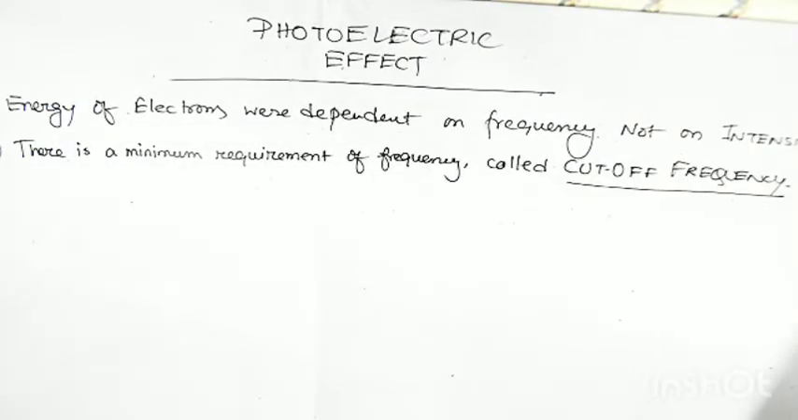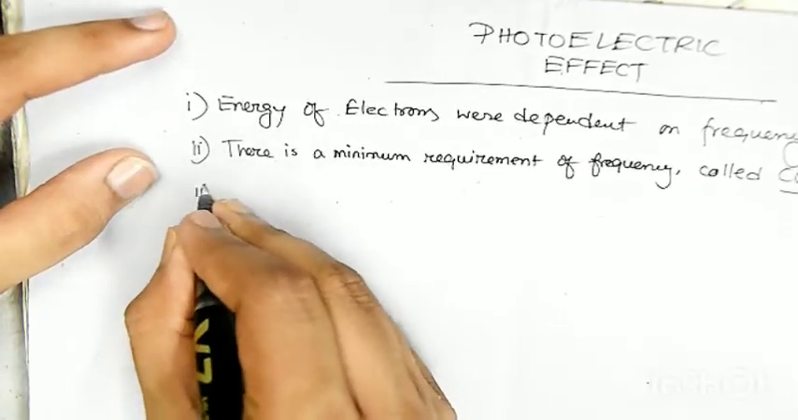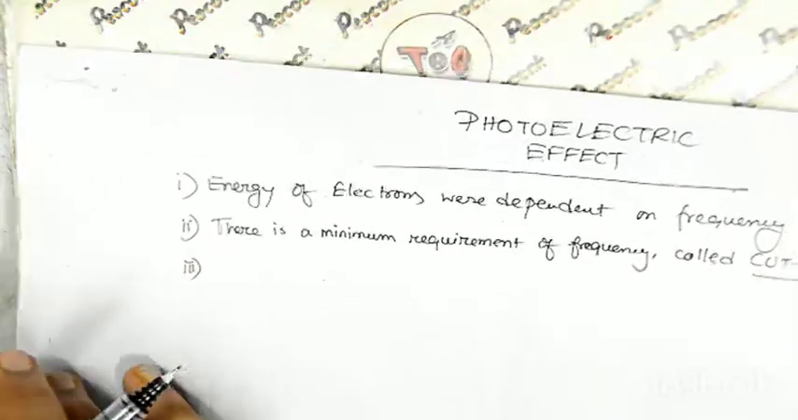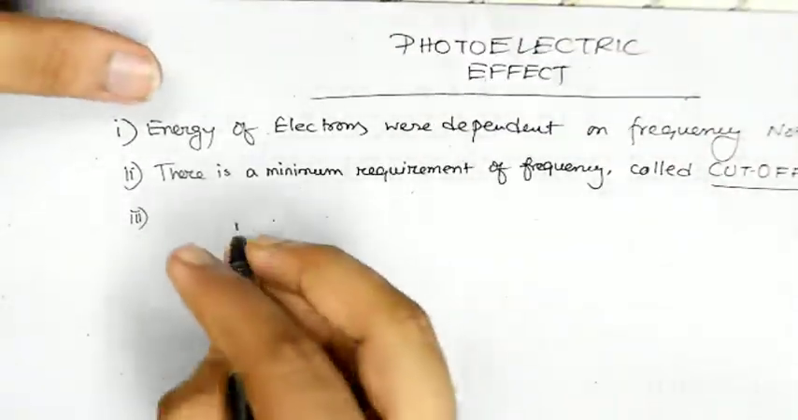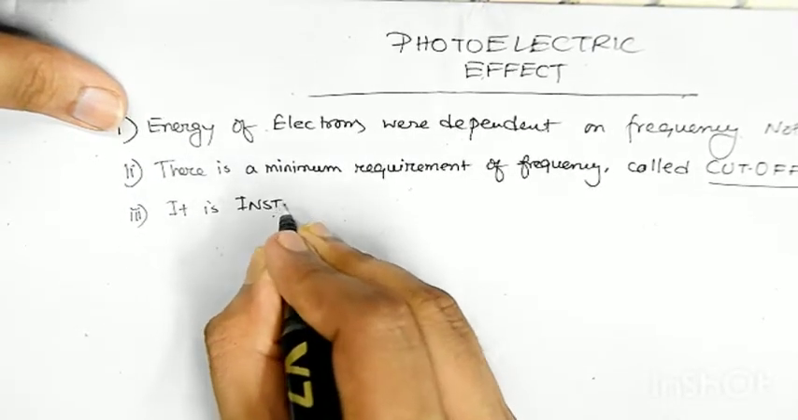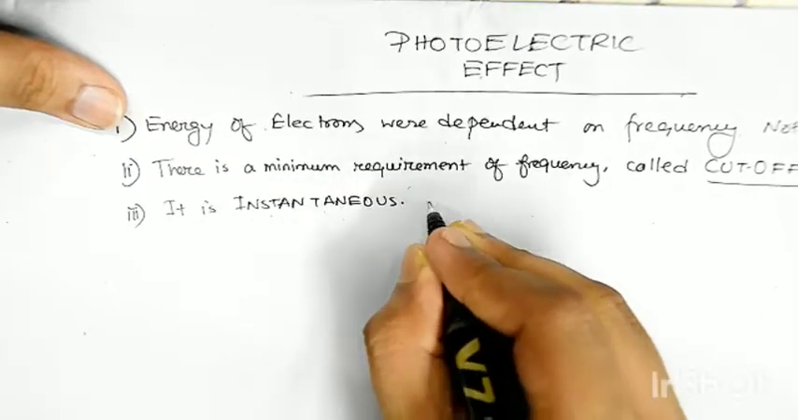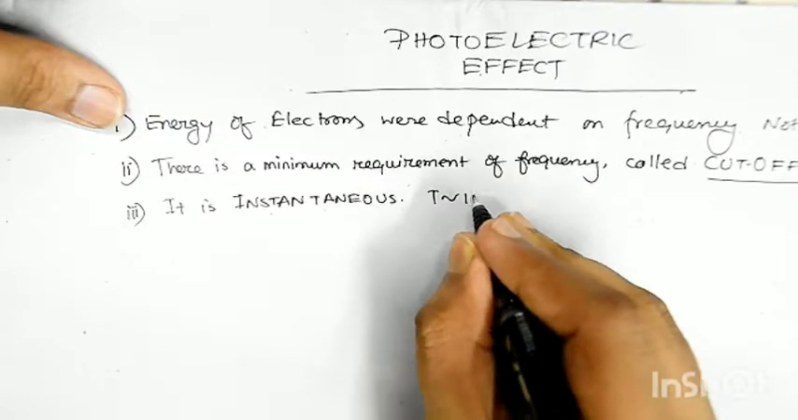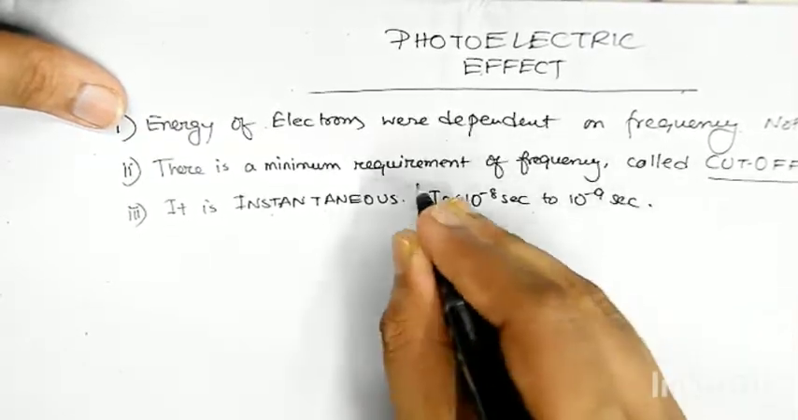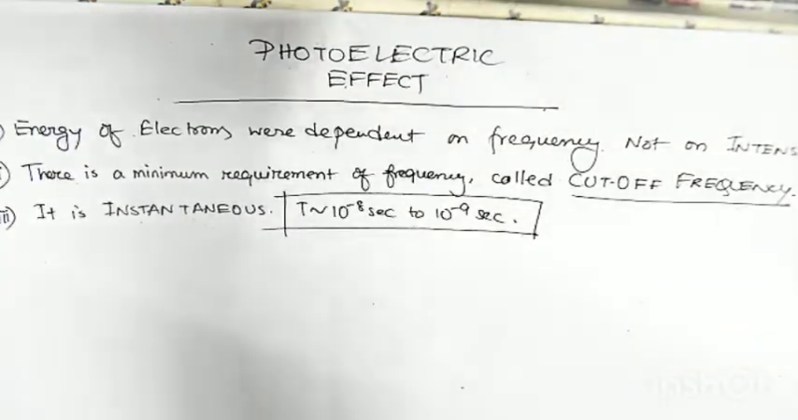Now, one more thing is that if you look at the photoelectric effect, it is instantaneous. It starts in the time range of 10 to the power minus 8 second to 10 to the power minus 9 second. Clear? So why did I just mark these things? Is there a special reason?